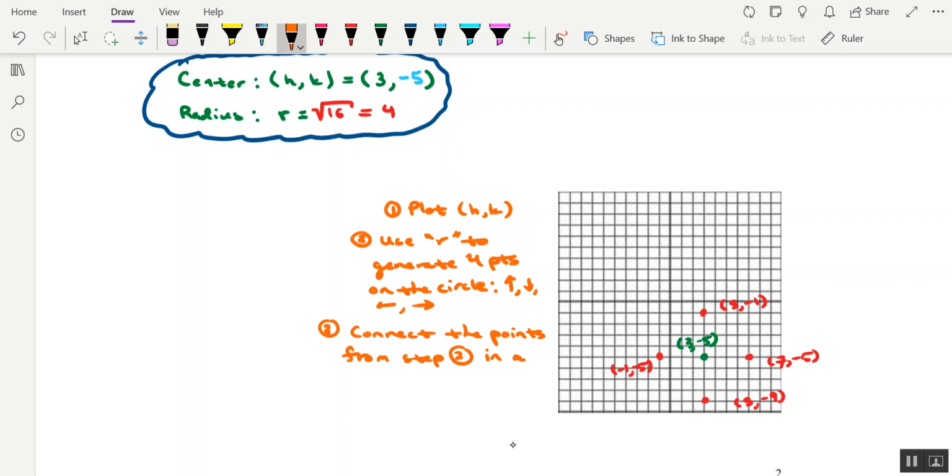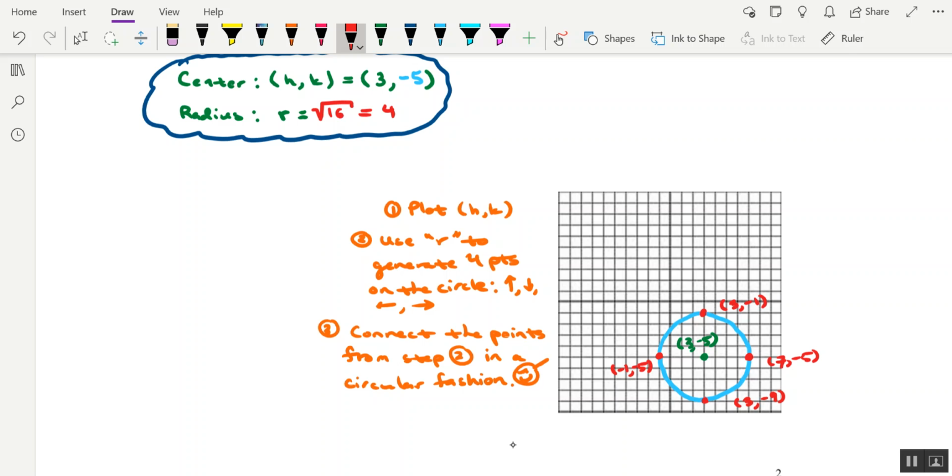I'm going to put it this way, in a circular fashion. How do you like that? Alright, this is a no judgment zone, by the way. Just do your best to connect all 4 points in a circle as best as you can. And let me just re-emphasize the points we got using the radius. And voila, there you have it.